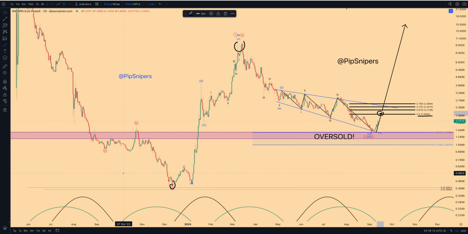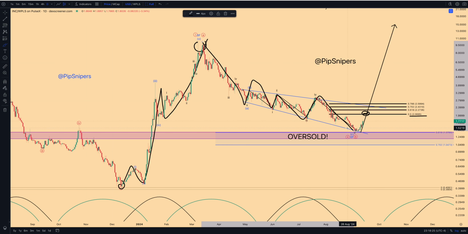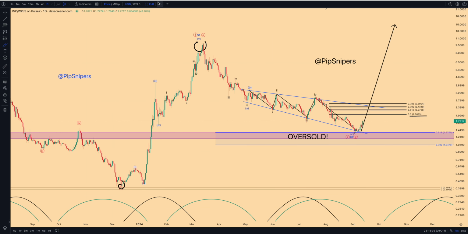okay, so this is an incentive token. You have a 5-wave move to the upside, 5 down in your A, you have your B, and then an ending diagonal within the C wave, same as PLS and pHEX. Okay, we came down to the 61.8% fib perfectly. You guys see that at $1.37.